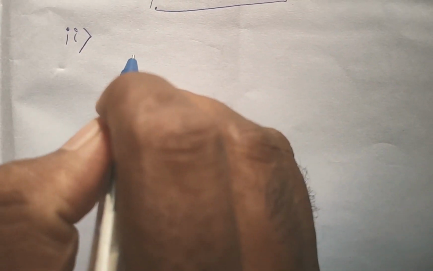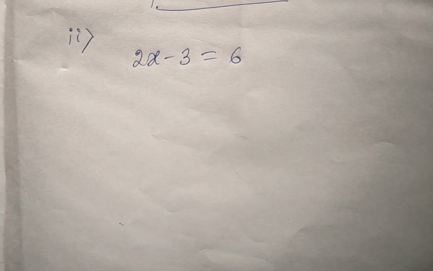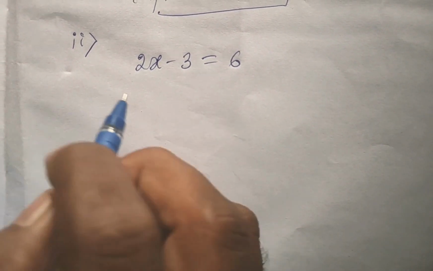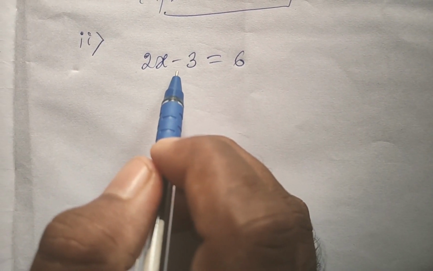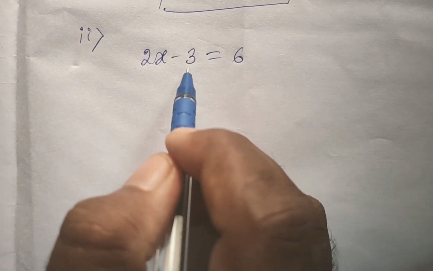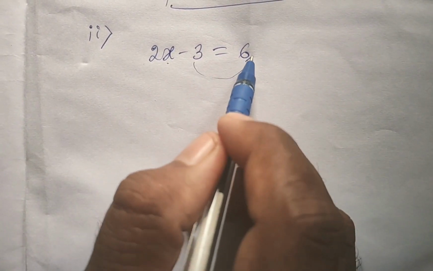So I'll take one more example. The linear equation in one variable, that is also called a simple equation: 2x minus 3 is equal to 6. So what will happen? Already I told you that first we need to shift the terms. Variables and constants are there, but here we have to find the value of x. So we have to shift the constant to this side.